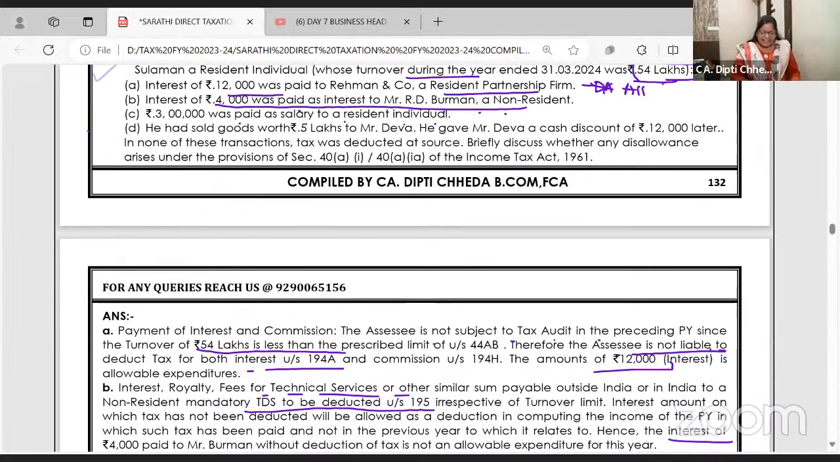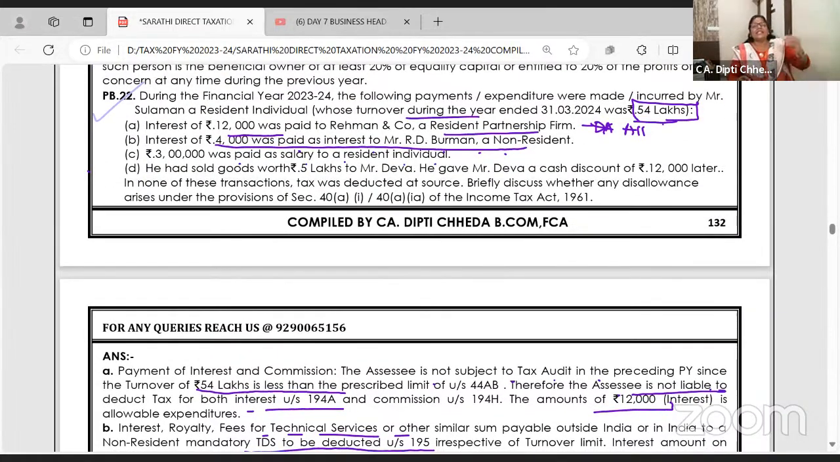I hope you are getting the gist of all this. In India, if you make someone a payment and TDS was required to be deducted and you didn't deduct it, it is disallowed. Next, if you are making a payment outside India, you are required to deduct TDS, you didn't deduct it, 100% disallowed. So 3 lakh ka 30% disallowed.